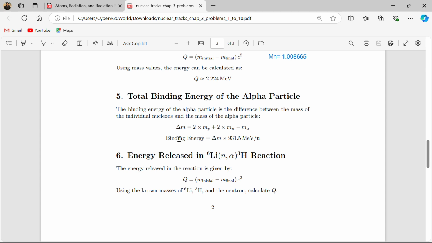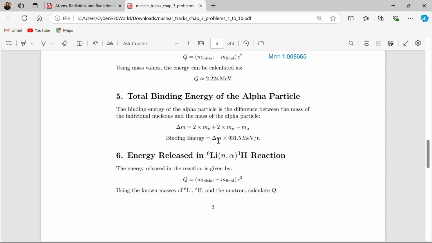You know that the alpha particle has two protons and two neutrons. The mass number is 4 for the alpha particle and the atomic number is 2. So after calculating 4 minus 2, the number of neutrons is 2. So the alpha particle has 2 protons and 2 neutrons. After multiplying 2 by the mass of proton, you have to add, because we have to find the total mass defect, total binding energy, 2 multiplied by the mass of neutron.